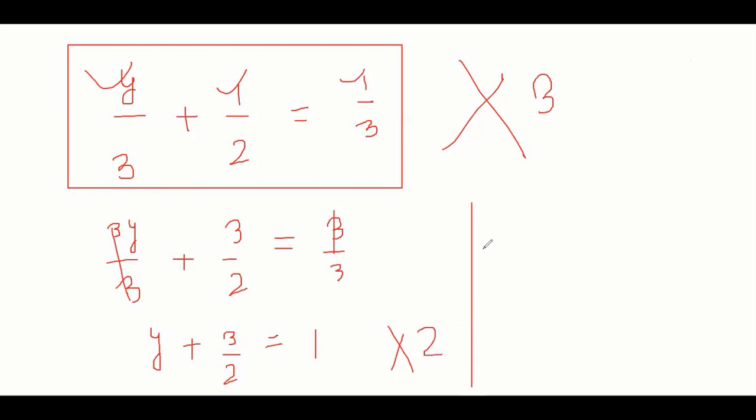So multiply. 2y becomes 2y. Yes, sir. Plus 3 into 2, 6 upon 2. Good. Equal to 2. Or 2y plus what is 6 upon 2? 6 upon 2 is 3 upon 1. So 3 upon 1 is 3 only, right? Yes, sir. So my equation becomes 2y plus 3 equal to 2. See, the fraction goes now? Yes, sir.